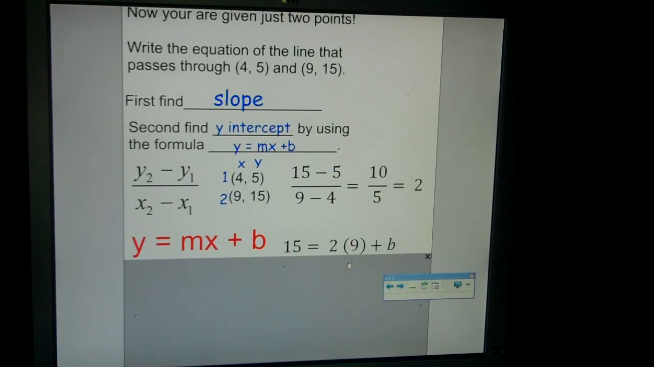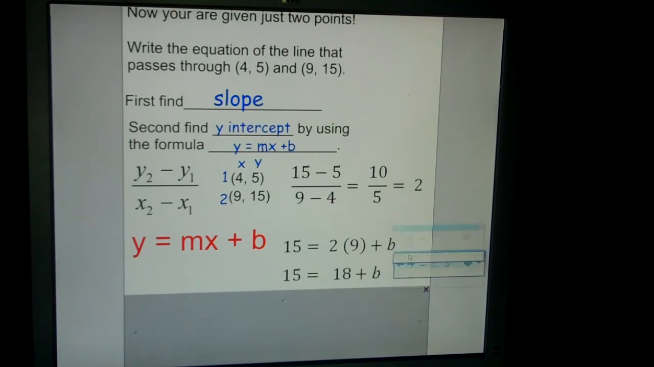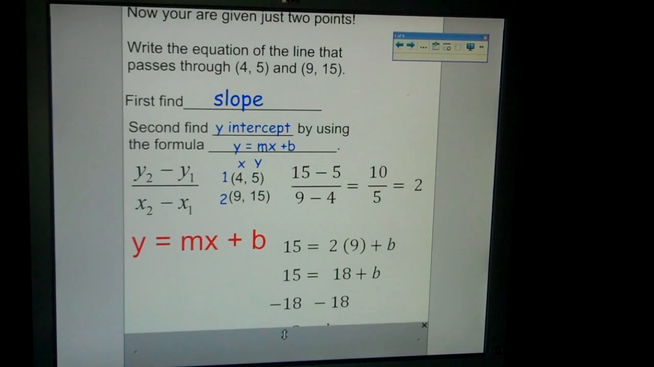Now I just solve for b. 2 times 9 gives me 18. I have 18 plus b. Well, I don't need 18 plus b. I need 18 on the other side. So how do we get rid of positive 18? We subtract 18. And we end up with b equal to 3. That is a lot of work.